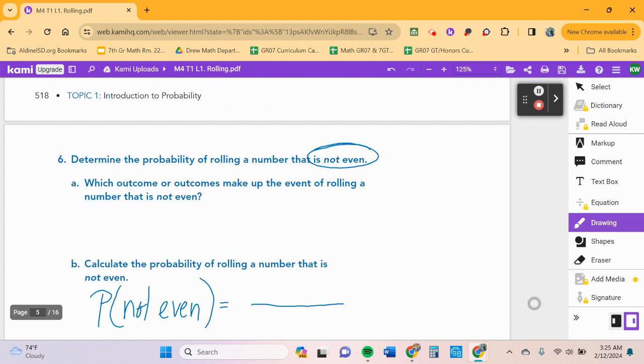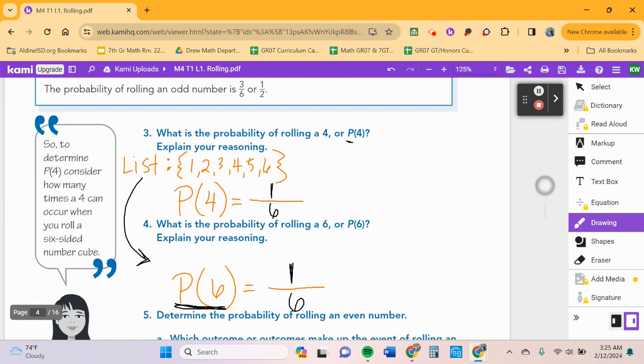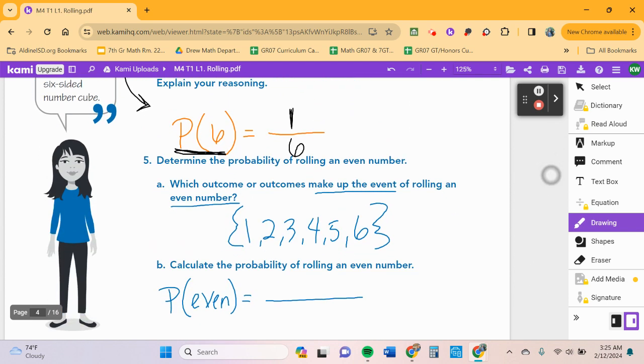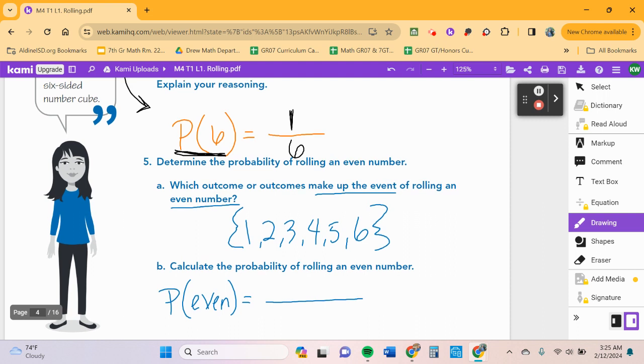Alrighty, I will leave my worked example here. That way you can see where you're starting and set the timer for about, let's say, 8 minutes. 8 minutes to complete 5A and B, 6A and B, 7A and B, and 8A and B. So don't waste your time. Get those 4 questions completed. 8 minutes on the clock. Pause here.